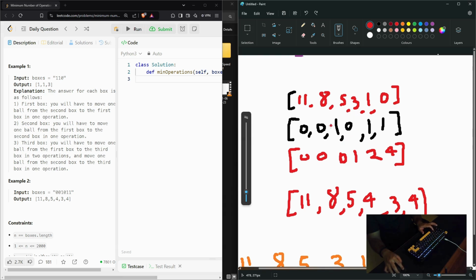Same goes for this index. It's going to take us an effort of 8 units to move all the balls from right to left, and 0 units because there are no balls here. That's why the final answer is this. This is how the algorithm basically is working.